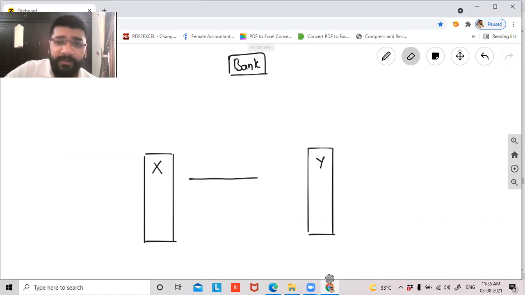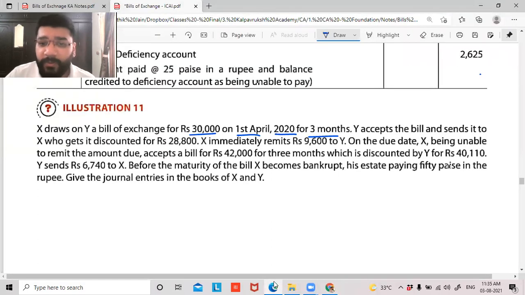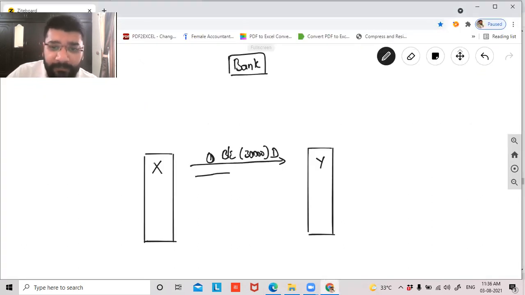So guys, the first event is X drawing a bill of exchange worth 30,000 rupees. Yes, it is only drawn, on 1st April 2020 for 3 months. Y accepts the bill and sends it to X, who gets it discounted for 28,800. So what is the second transaction, guys? Y is accepting the bill. So here the bill of exchange is getting accepted.